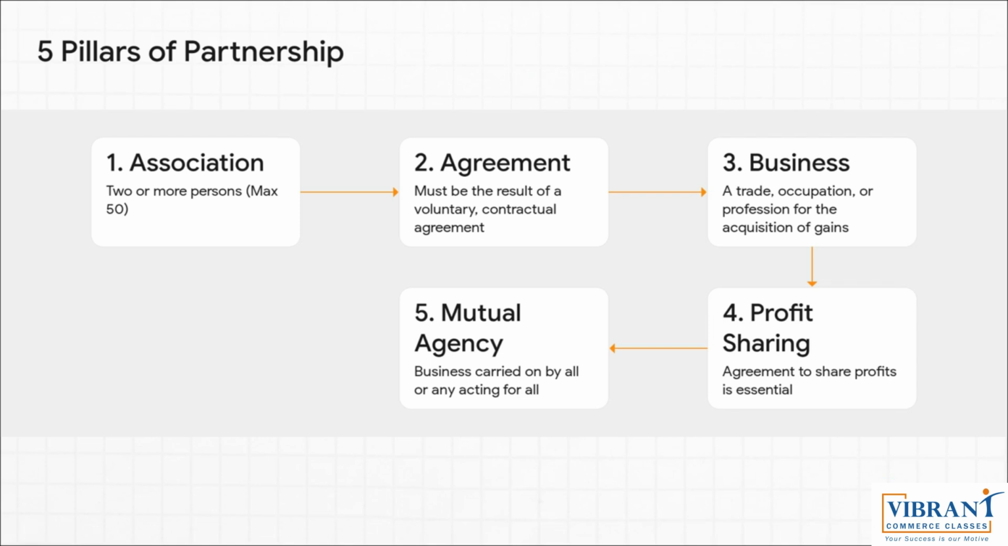Here's your complete checklist. It all starts with an association of at least 2 people, capped at 50. Then there must be an agreement. It has to be for a business, meaning some kind of trade or profession for gain. Fourth, there must be an agreement to share profits. And here's a classic exam tip. An agreement to share losses is not essential, but sharing profits is. And finally, number 5, mutual agency. This is the big one we're coming back to.